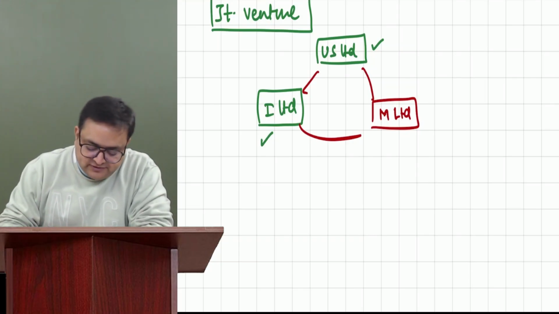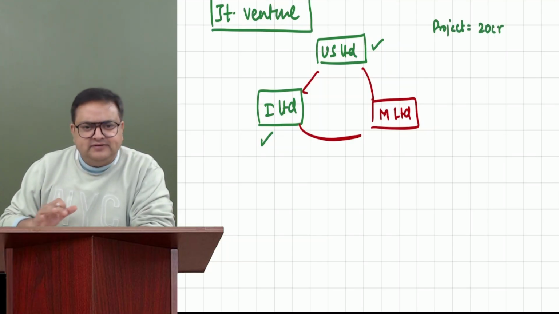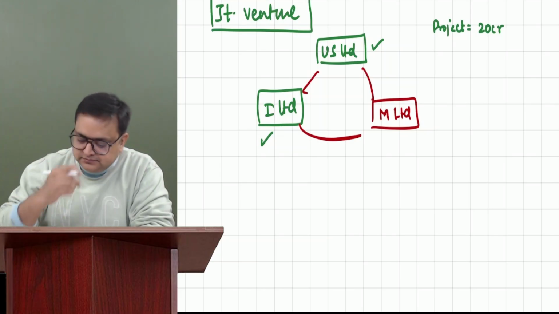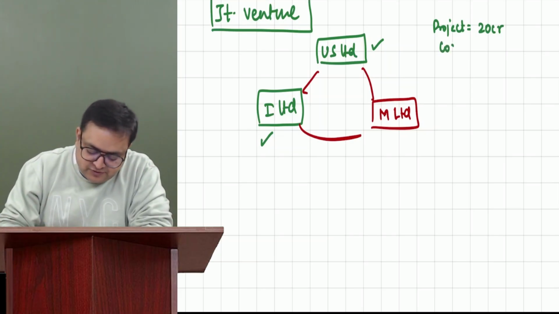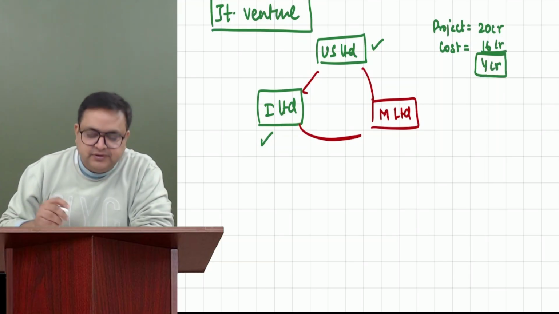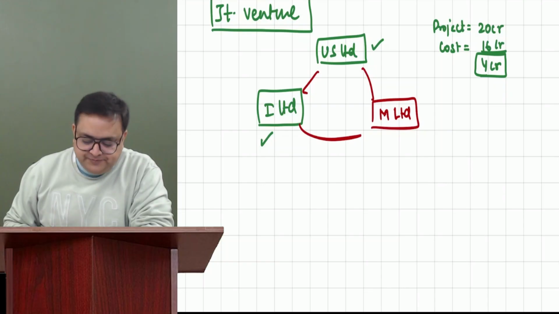So let's say we have a project, and we are getting rupees 20 crores. Let's say, for example, in rupees terms, I'm taking it. So we are getting 20 crore from that particular person, and the cost of this project is, let's say, 16 crores. So we have to incur 16 crore rupees on this, and 4 crore is actually the profit, right?